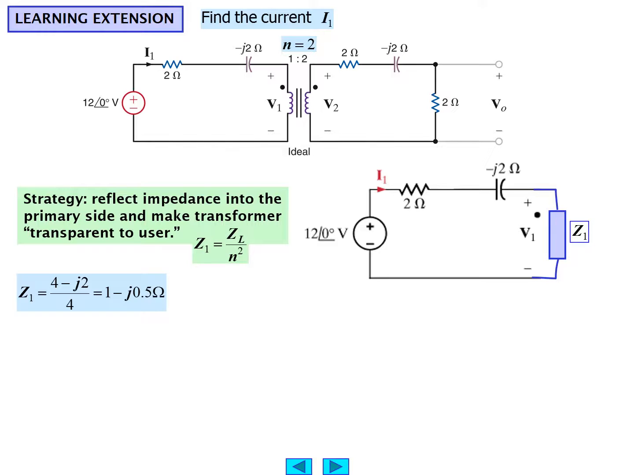It's 4 because we've added the two impedances together. That's 2 plus 2. And of course the 4 comes about from the square of the turns ratio, little n. In this case, n squared is 4.